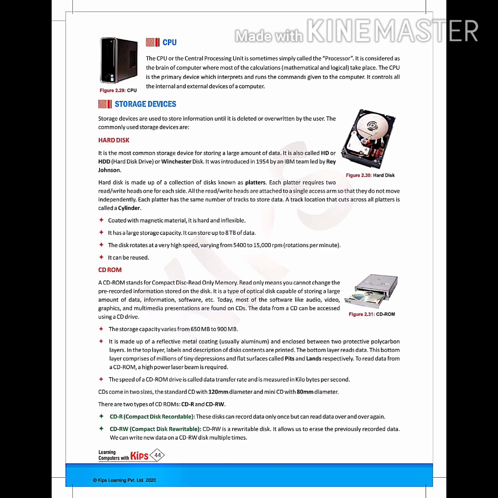CD-R stands for compact disk recordable, and RW stands for compact disk rewritable. These CD-Rs can record data only once but can read data over and over again, whereas CD-RW is a rewritable disk. It allows us to erase the previously recorded data. We can write new data on a CD-RW disk multiple times.